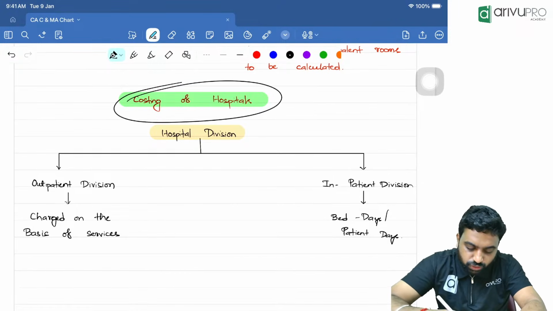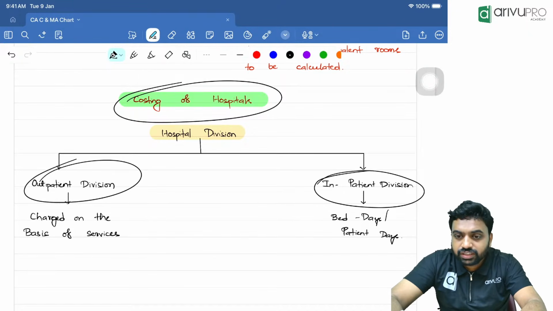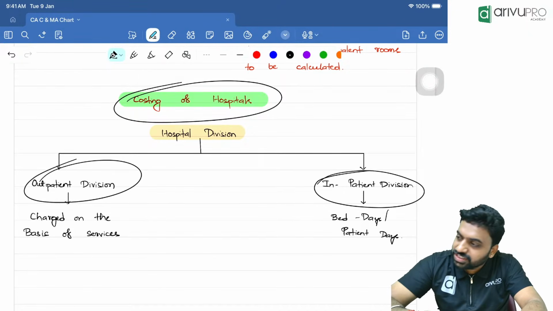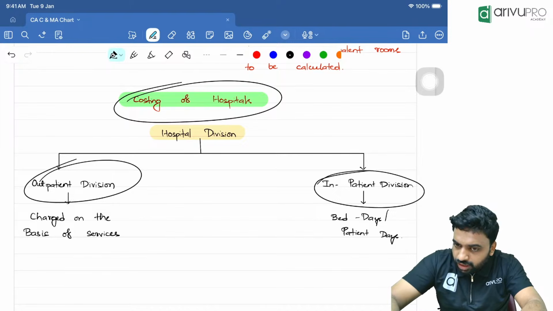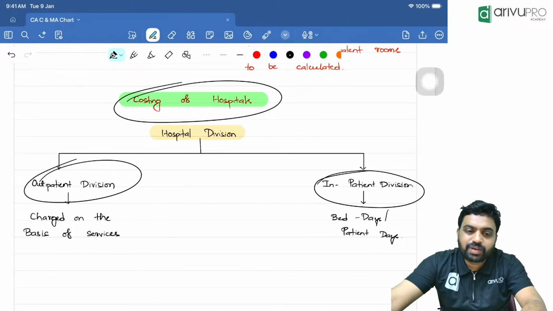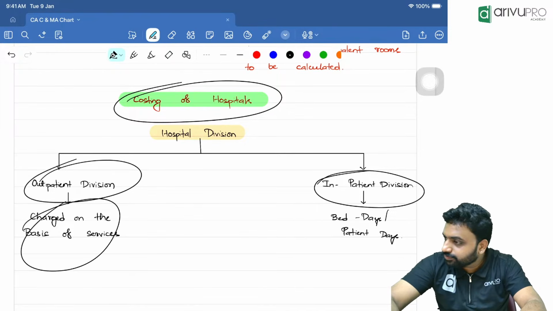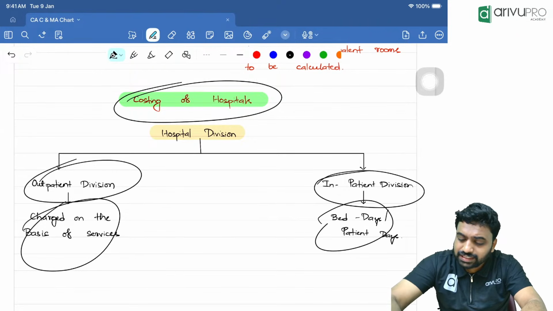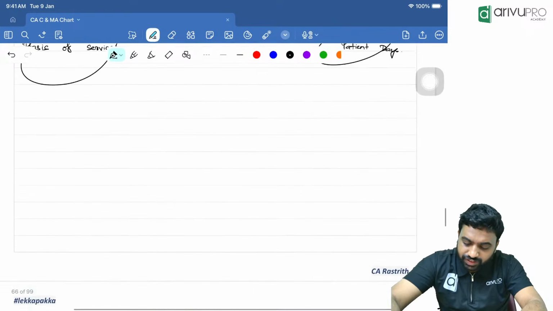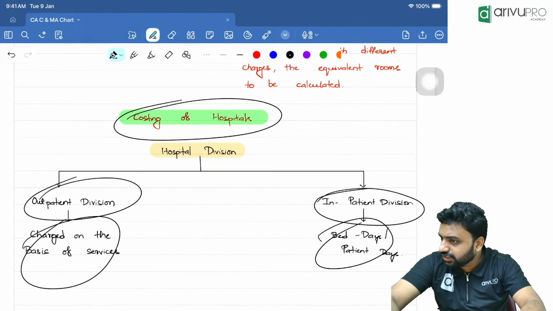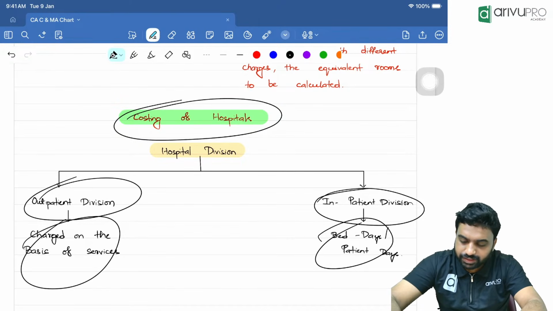Okay. Now, costing of hospital, guys. Hospital you can divide into two divisions: outpatient division, inpatient division. Outpatient division means those patients will come and will go on the same day. They are not going to get admitted. So based on the service they take in the hospital on that particular day, we are going to charge them. Whereas inpatient means we are going to charge them on bed days, or we call it as patient days. That is, for each and every patient, how much we are charging, all those things will be there.